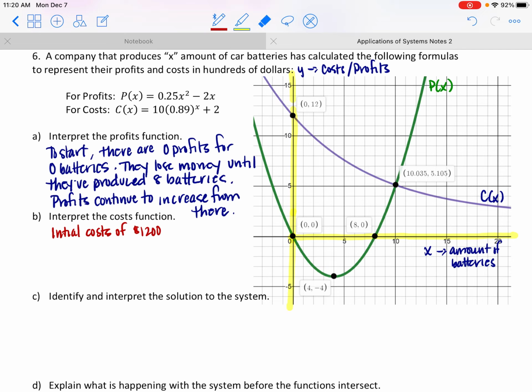I guess I should have put words in front of that. There are initial costs of $1,200, and costs continually decrease as more batteries are produced.